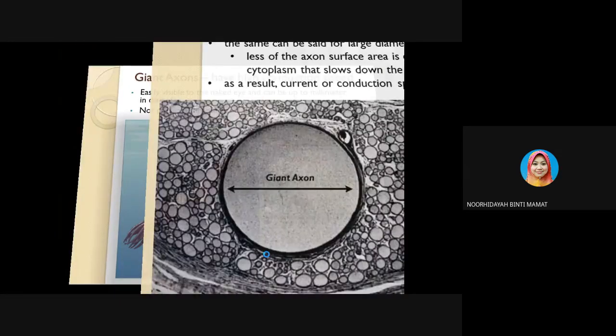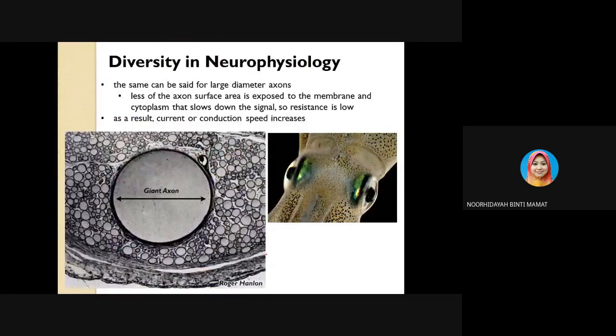The same can be said for the large diameter axon, where less of the axon surface area is exposed to the membrane and cytoplasm. If the animal has a giant axon, less of the axon surface is exposed to the membrane and cytoplasm that slow down the signal. So the resistance is low. The animals that have the giant axon will have lower resistance. As a result, the current or conduction speed will increase.